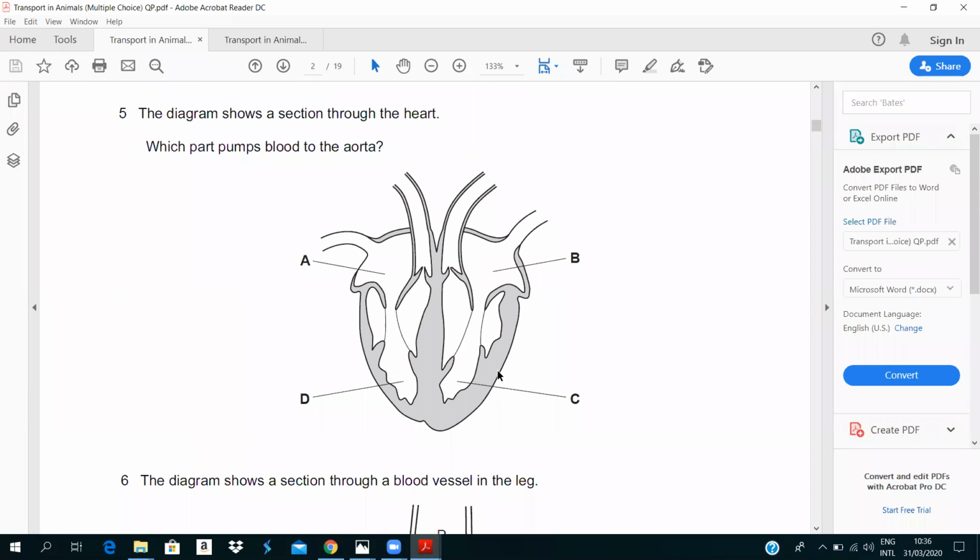Where does the aorta begin from? The problem here is you might confuse the aorta with the pulmonary artery. The pulmonary artery comes from the ventricle, and the aorta also comes from the ventricle, you know? Yes, mister, it's number C. Are you sure? Yes. Thanks a lot, Hashim. You are an excellent student.